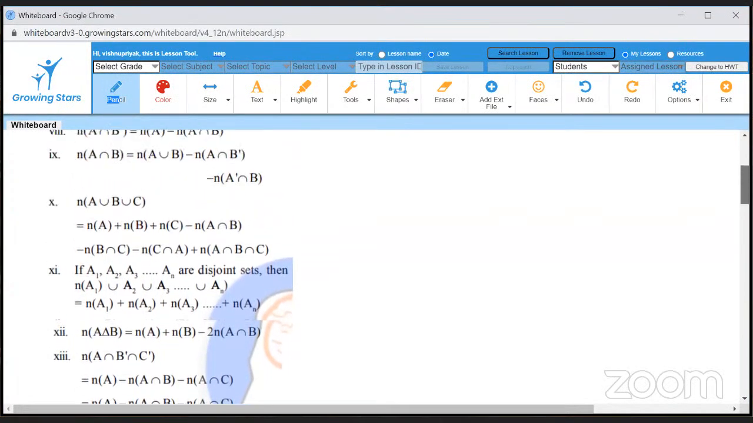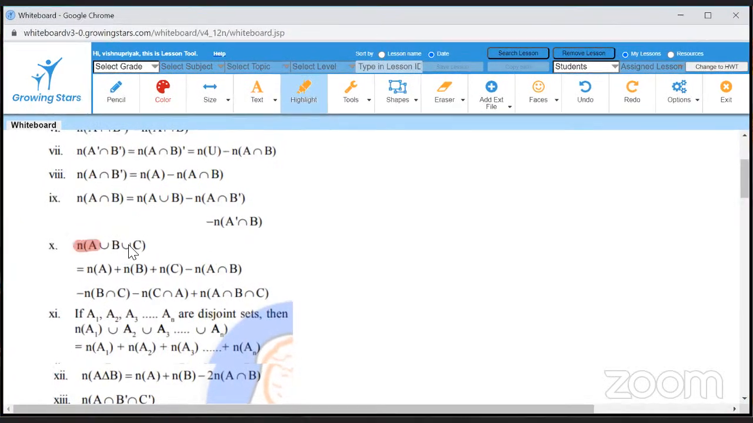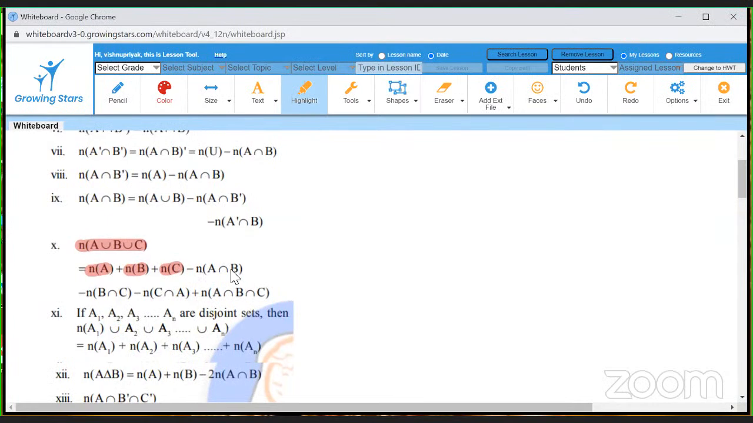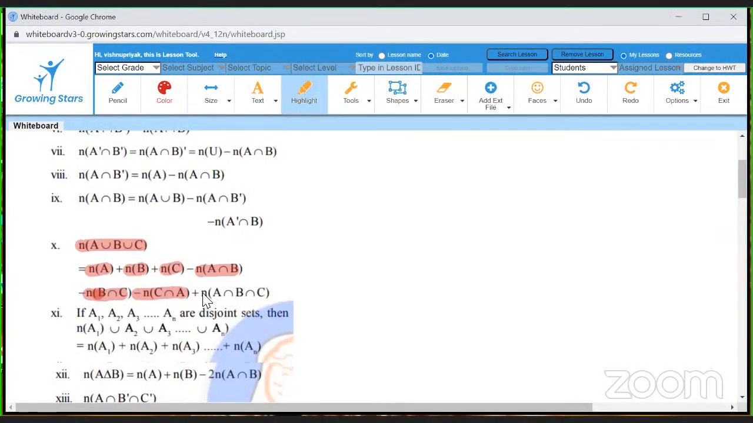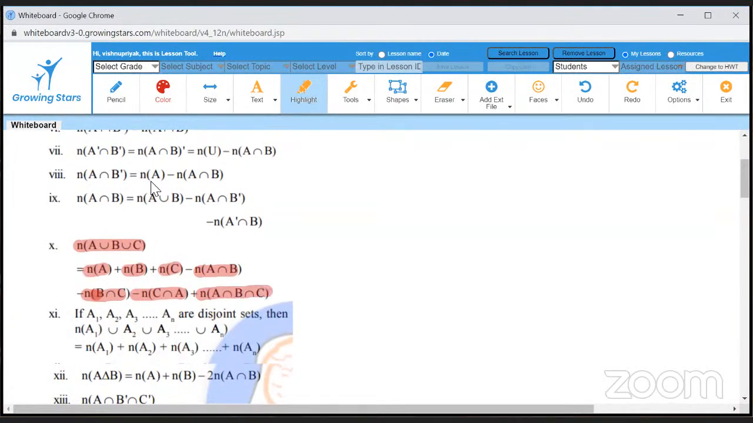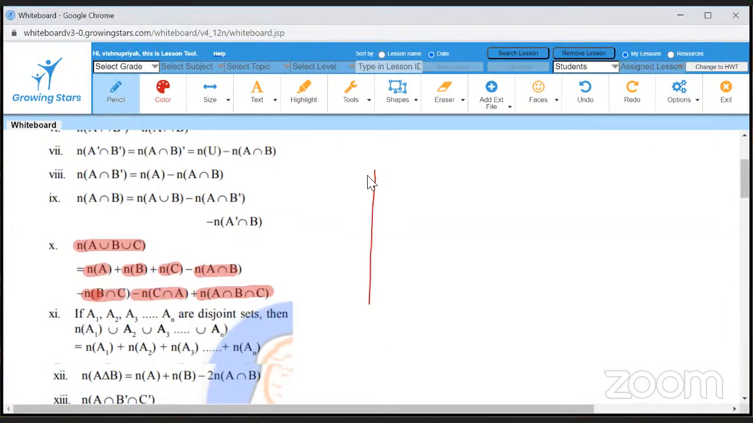Of all these, one formula I want to tell you. The number of elements in A union B union C is the number of elements in A plus the number of elements in B plus the number of elements in C, minus the common between A and B, minus the common between B and C, minus the common between C and A, and adding the common between A, B and C. I'll tell you with the help of a diagram.